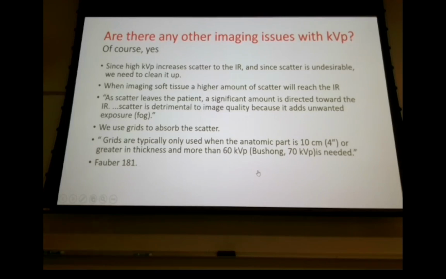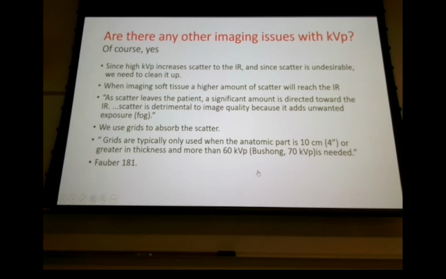So what are our rules for cleaning up scatter radiation? Grids. Okay, grids prevent scatter from striking the image receptor. Unfortunately, they increase patient dose. So there's really two things that truly affect the amount of Compton that you're going to create. One is the thickness of the tissue. I don't mean the denseness of the tissue, the thickness of the tissue.